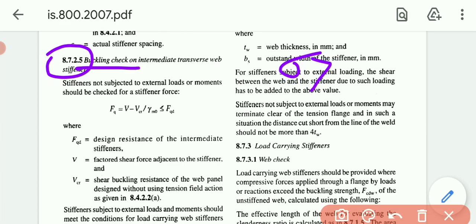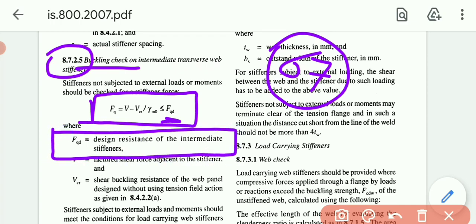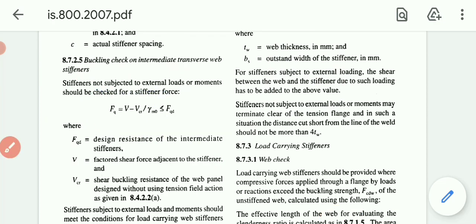8.7.2.5 on page number 67. The condition is FQ equals V minus VCR by gamma M0, and it should be less than FQD, where FQD equals the design resistance of the intermediate stiffener. So we need to calculate FQD now, that is this one. Okay, let's go back to the material.